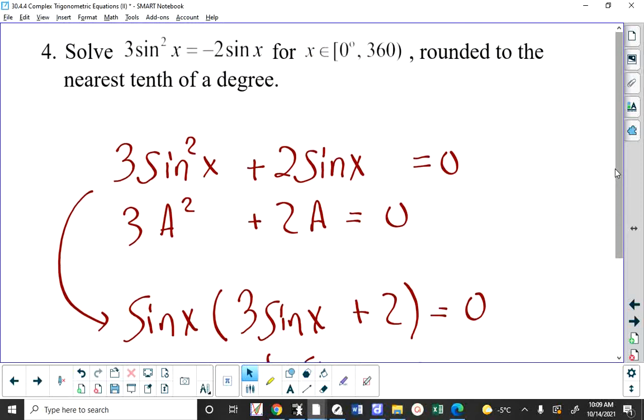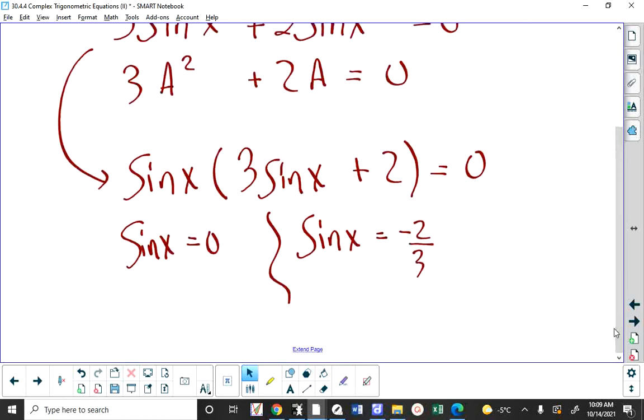Do we include 0? Yes. Do we include 360? No. So one of our solutions is 0 degrees for this statement and 180 degrees. If you're not a unit circle kind of person, humor me and find the reference angle here.